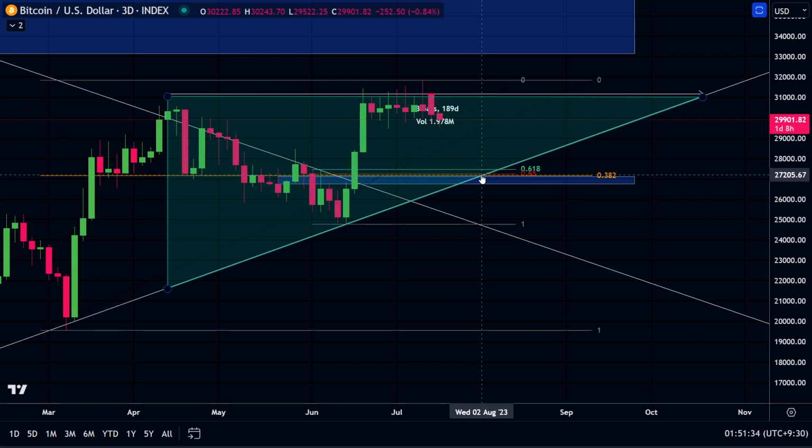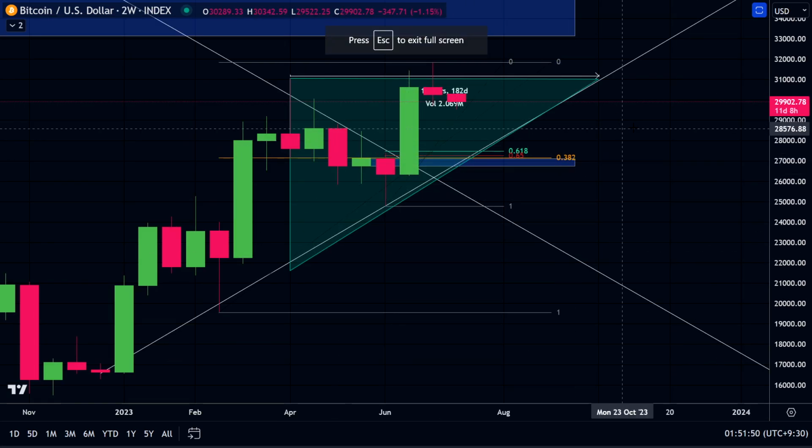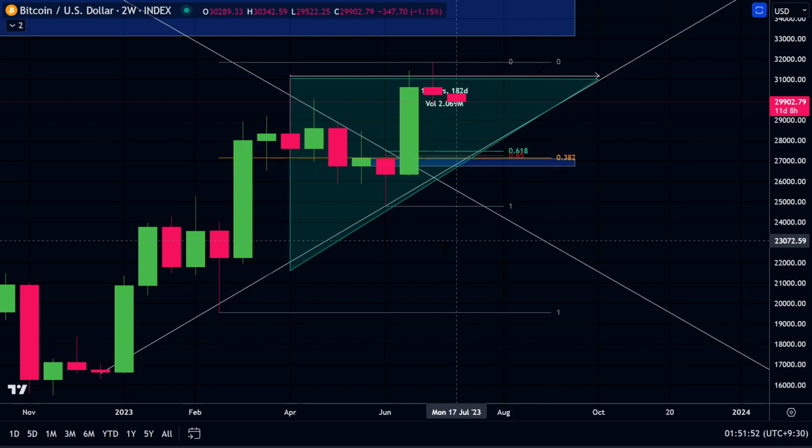And this area would be at about 27.2k. If we just switch quickly to the 2-week time frame, we can see this order block here comes from this green candle in a downtrend. That's also in line with these fib levels.